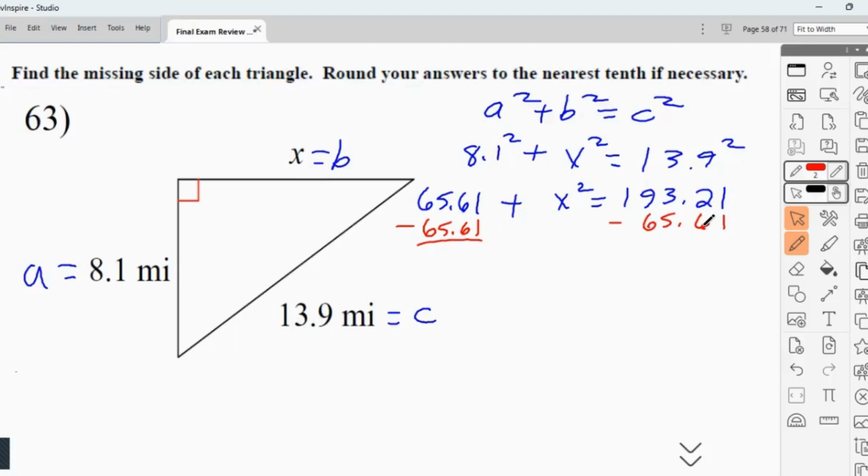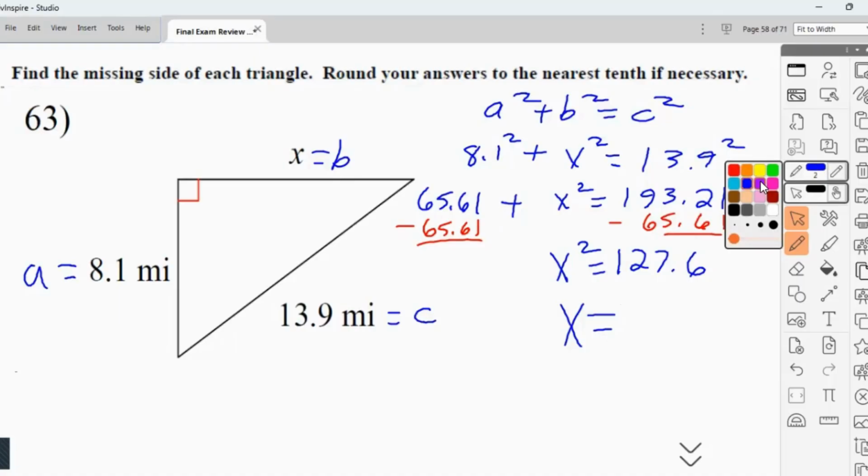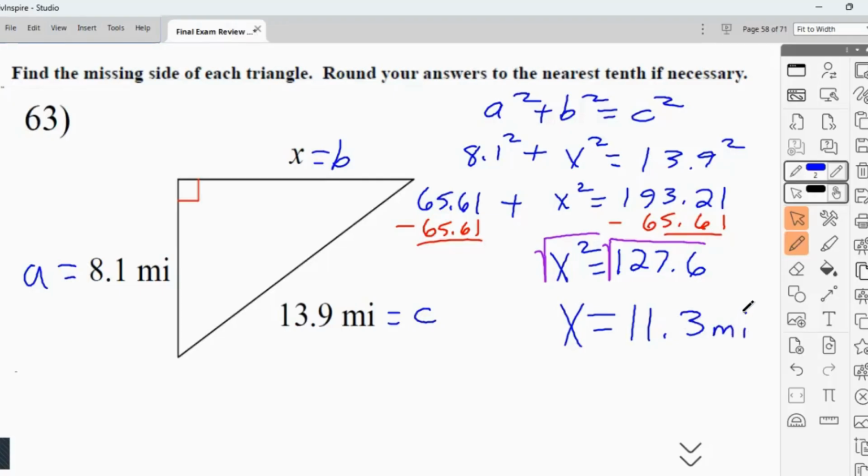Right then. So now we're going to get X squared equal to 127.6. And it appears that X will be equal to, take the square root of both sides, right? Square root here, square root here. The 63, 11.3. And let's keep it moving.